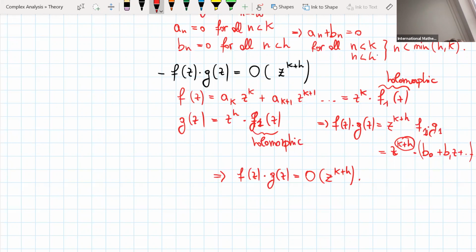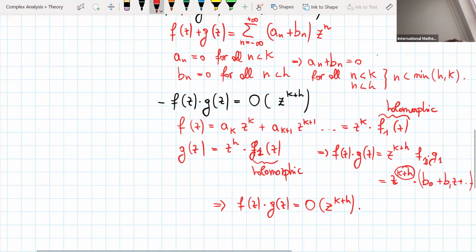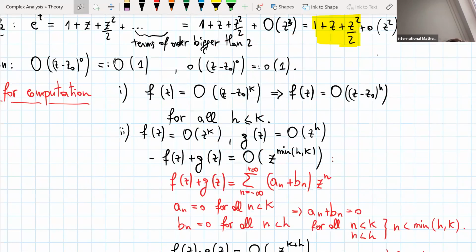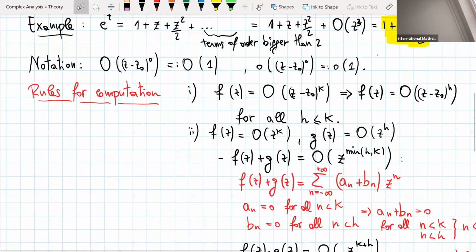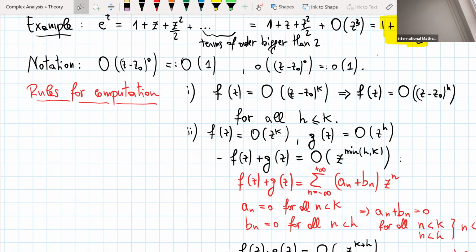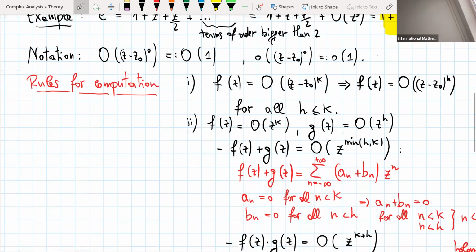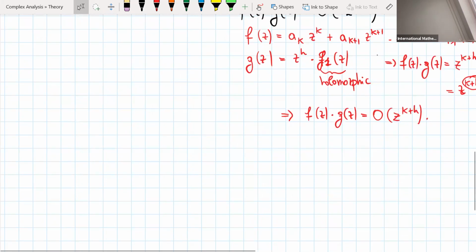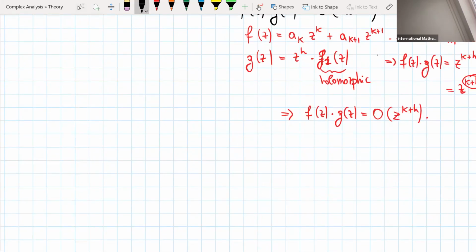Okay, so this is also the rule for the product, and the rule for the sum. And we also observed in the first property that if something is a big O of z to the k, then it's also a big O of all the h smaller or equal than k. And very similar rules hold also for the small o notation. So let me now see a couple of examples where we can use this notation to compute the first orders of some power series.